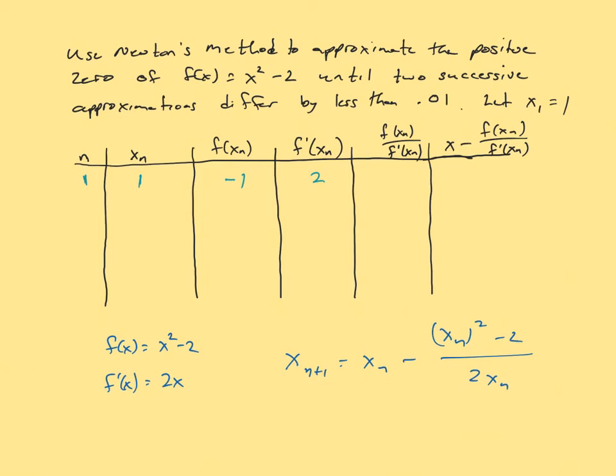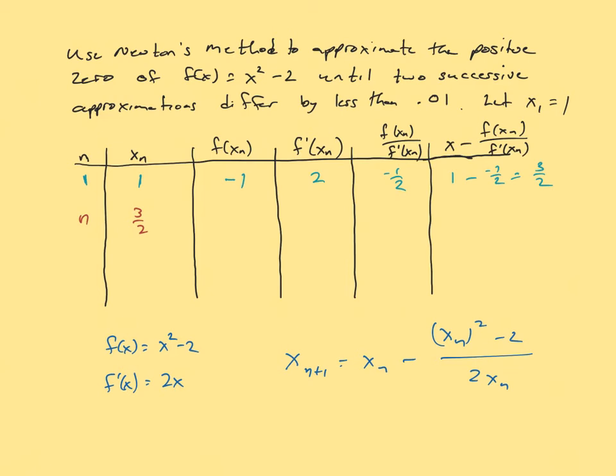And so therefore, this particular problem here, the f of x sub n over f prime of x sub n, is going to come out to be negative 1/2. And so my next guess is going to be 1 minus a negative 1/2, which comes out to be 3 over 2. So in this case, our second guess, when n is 2, I'm going to use 3 over 2. Well, those clearly are different by more than 0.01.